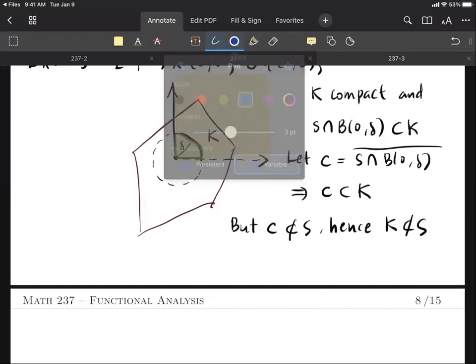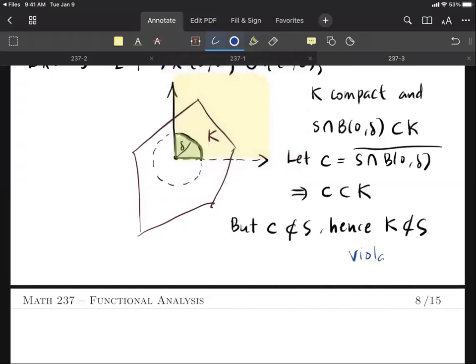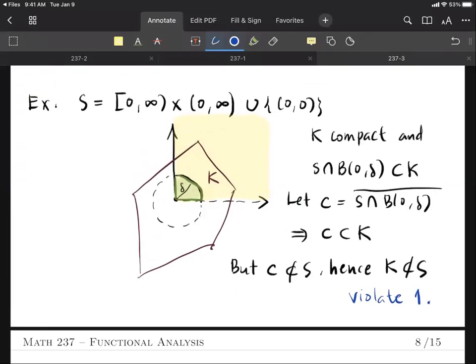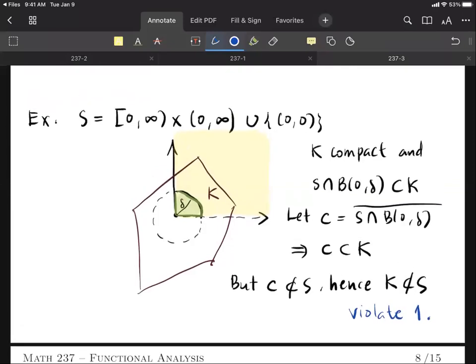And this will violate property 1. So this means that if you want to satisfy the third property, then you will at some point violate the first condition of an exhaustion, meaning the union should be the whole set S, and in particular, the compact subsets must be a subset of S.